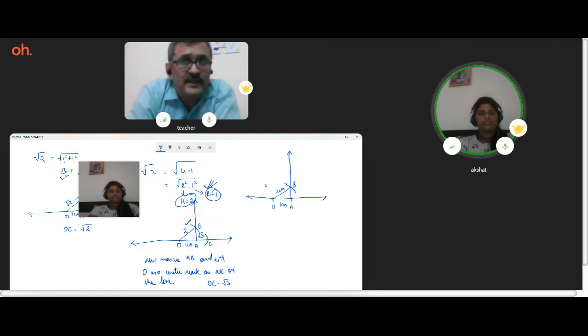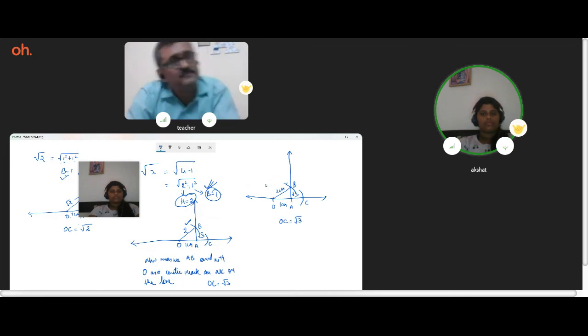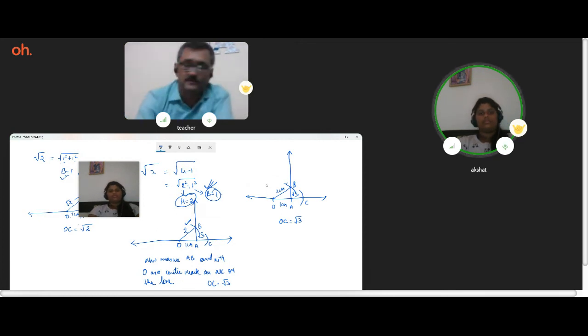Then AB will be root 3. To mark root 3 on the number line, we need to measure AB, the distance between A and B, with the compass and put the needle of the compass at point O and mark an arc. Name this point of intersection as C, and then OC is equal to root 3. Okay. Do it.